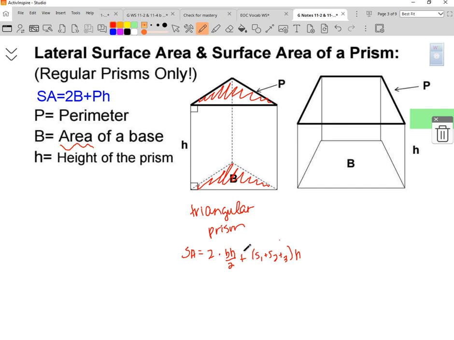We need to put an asterisk here. You see that we have two h's? We have two heights, but they're not the same number. This is the height of the triangle. Yes, side 1 plus side 2 plus side 3, but I forgot my S there. Thank you. Correct that.